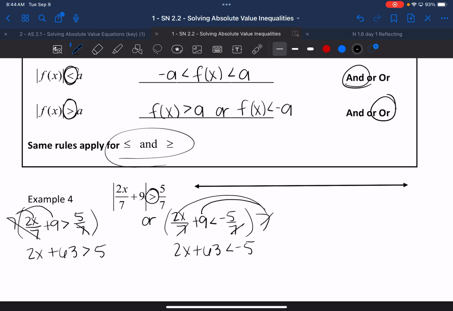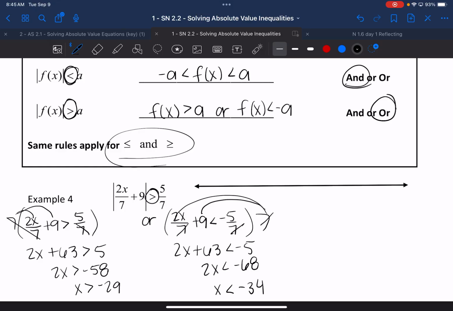Okay, so I would want to move 63 over. What is 5 minus 63? -58. So I got 2x is greater than -58. And then I divide by 2, and I get that x is greater than... Good. All right. For the other inequality, we have to subtract 63 from -5, which would give us... Good. And again, I'll divide by 2, and I end up with x is less than, yes, negative 34.